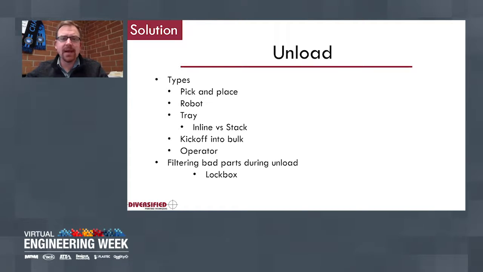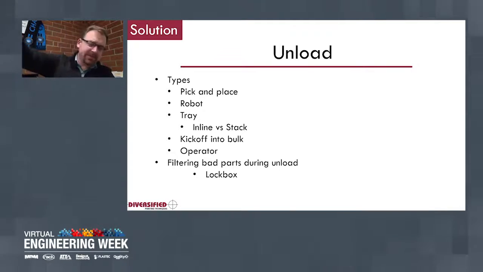So after we've inspected, now we can unload the parts. Very similar to load in, pick and place, robot. Are we going to put the parts in trays? Are those trays going to stack up and stack down or just roll out on a conveyor? Are we just going to bulk unpack? Is the operator going to unload?